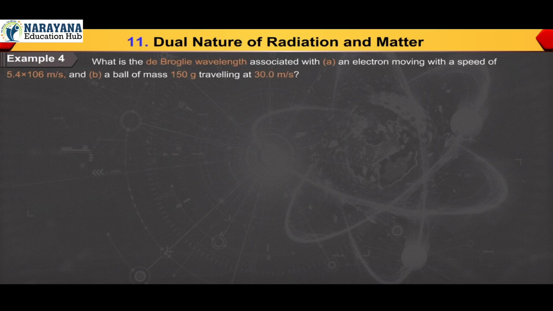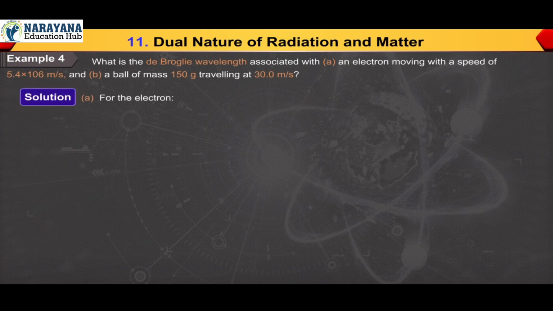What is the de Broglie wavelength associated with (a) an electron moving with a speed of 5.4 × 10^6 meter per second, and (b) a ball of mass 150 gram traveling at 30.0 meter per second?